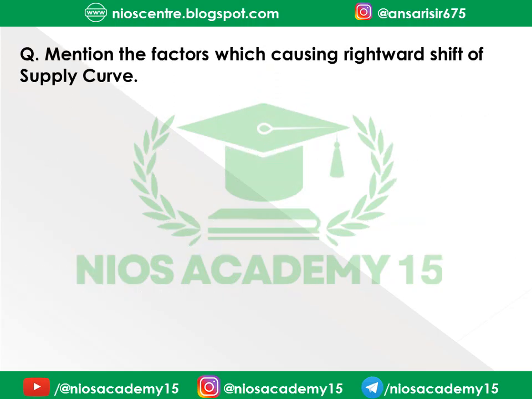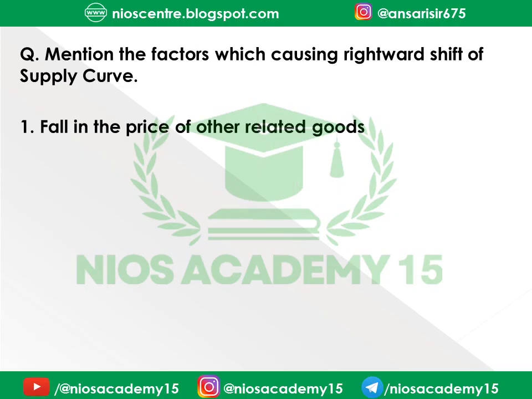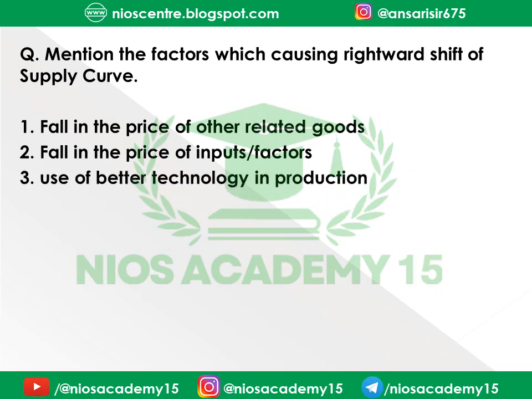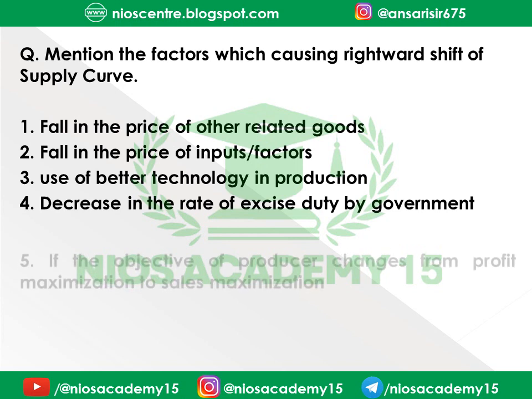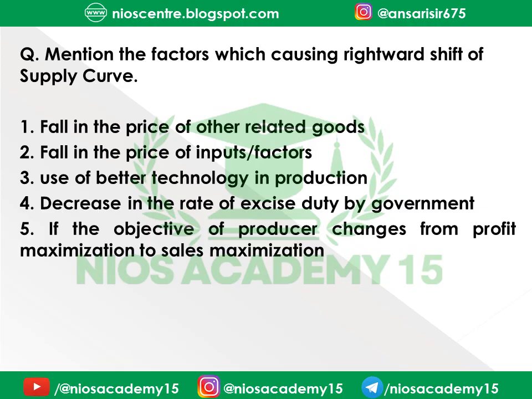Next important question is: mention the factors causing a rightward shift of the supply curve. And the answer is, fall in the price of other related goods, fall in the price of inputs or the factors, use of better technology in production, decrease in the rate of excise duty by government, and if the objective of the producer changes from profit maximization to sales maximization.